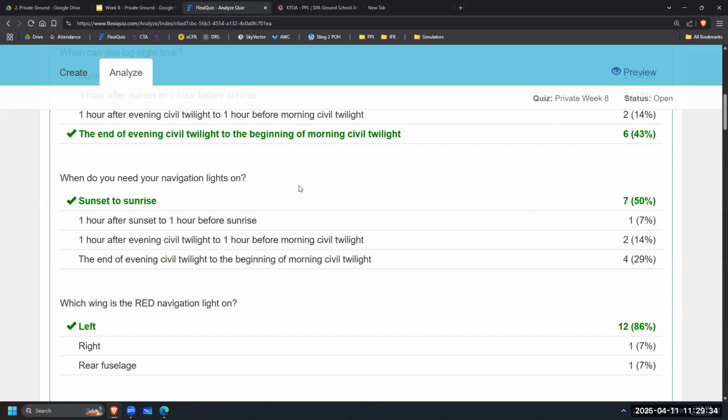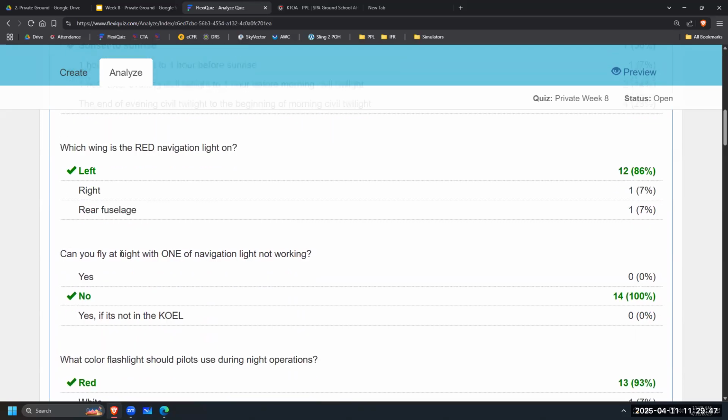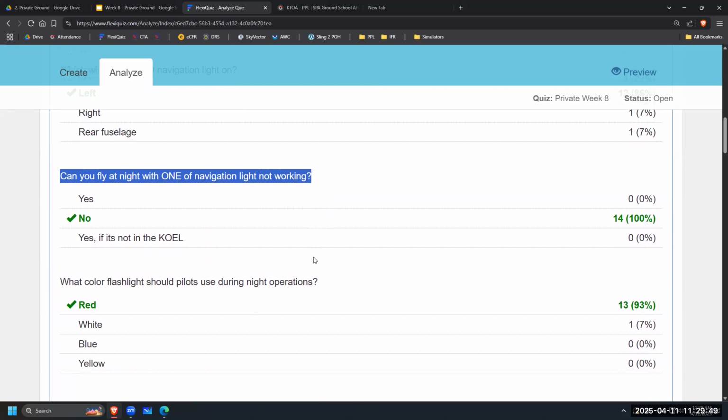Which side is the red navigation light on? Left, that is correct. What's on your right? Yep. March? Can you fly at night with one of the navigation lights not working? No. That is a no. That is absolutely correct.